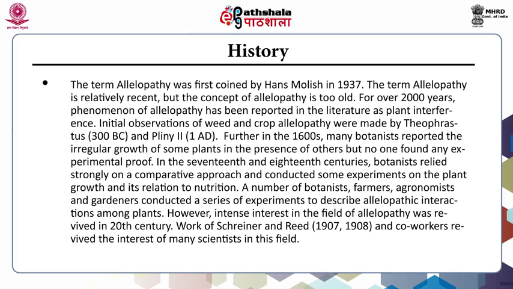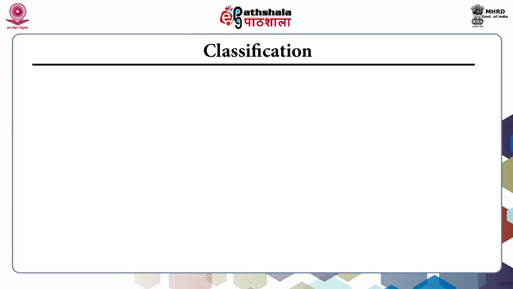A number of botanists, farmers, agronomists and gardeners conducted a series of experiments to describe allelopathic interactions among the plants. However, intense interest in the field of allelopathy was revived only in the 20th century. The work of Schreiner and Reed in 1907 and 1908 and their co-workers revived the interest of many scientists in this field.